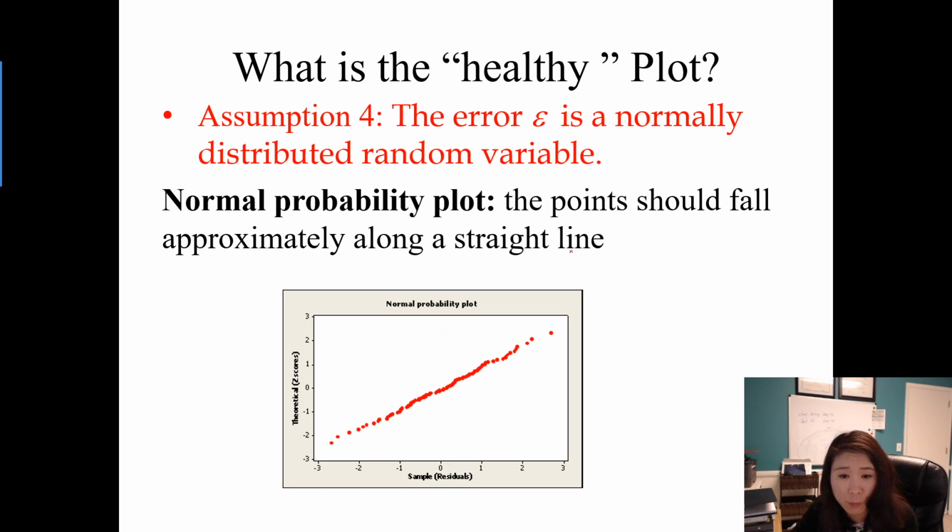So for assumption 4, the residual is a normally distributed random variable. Later when you watch computer skill 6, you will notice that Excel will generate this chart, this diagram for us. So what are the healthy patterns we're looking for? We are looking for whether those dots will be able to follow a straight line. If you see the plot showing the dots approximately like a straight line, then we know assumption 4 is not violated.